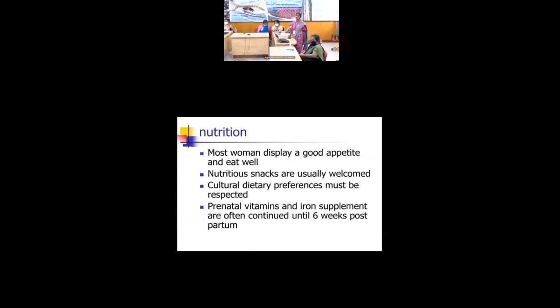This is nutrition. Most women display a good appetite and eat well. Nutritious snacks are usually welcome. Cultural dietary preferences must be respected. Prenatal vitamins and iron supplements should be continued up to 6 weeks according to the mother's condition.